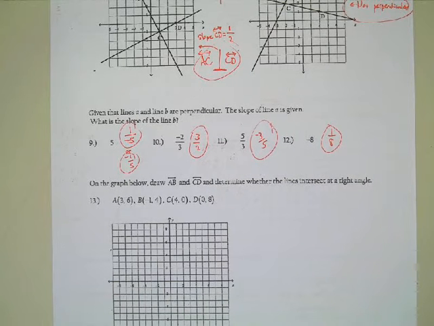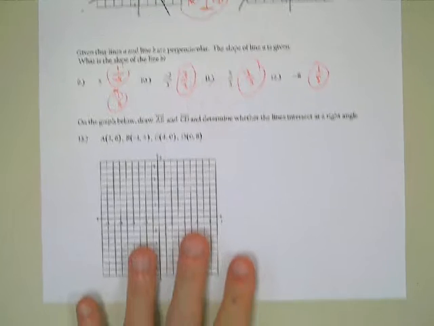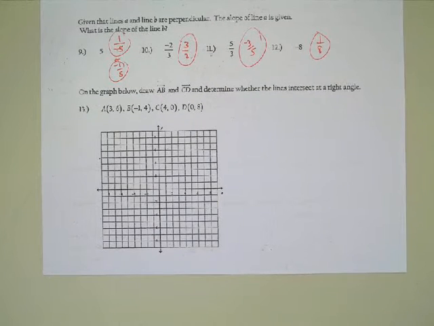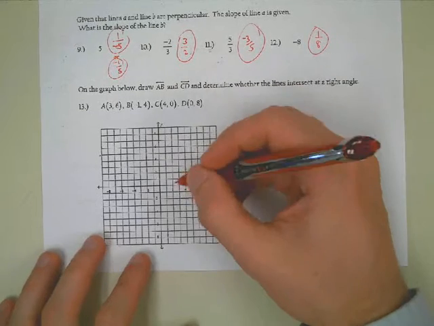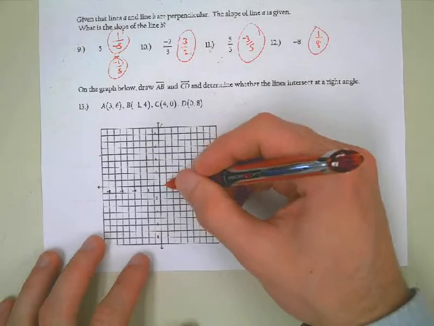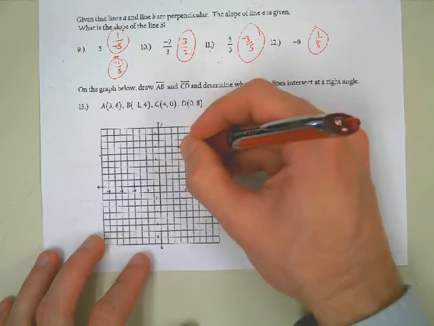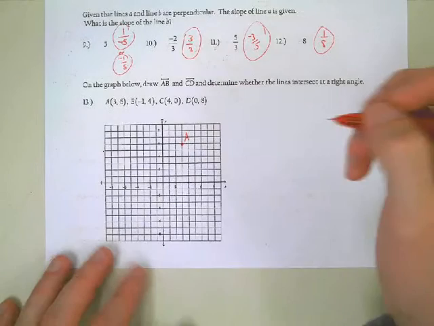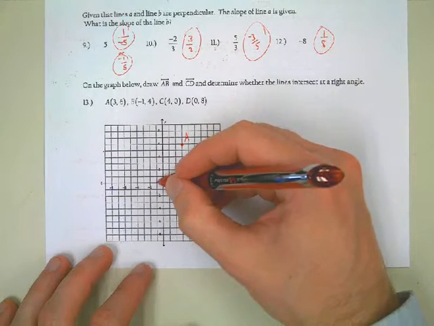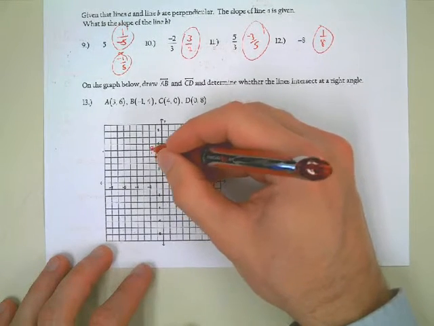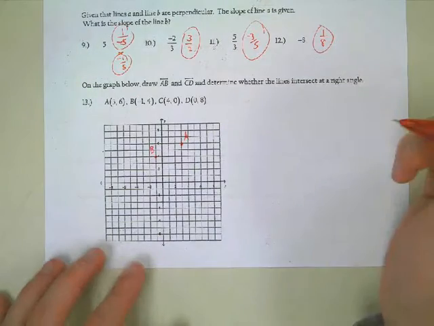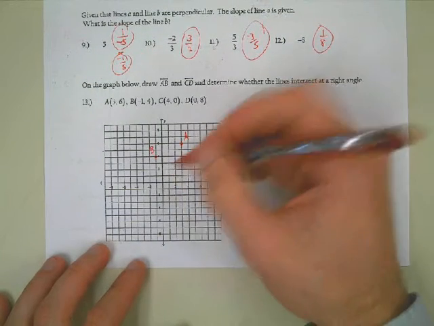All right, so 13 again. We'll plot those points real quick. Point A is 3, 6. So 3 and then 6 right there. All right, B is negative 1, 4. And then C is 4, 0. And D is 0, 8.